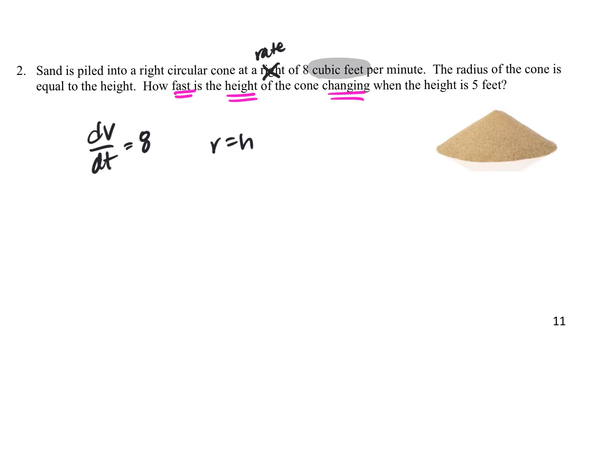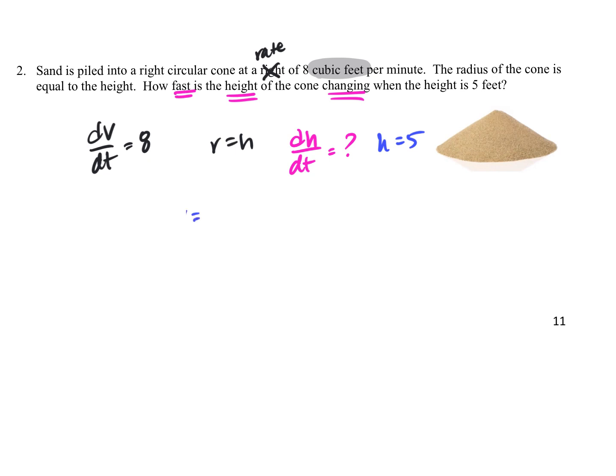Right, because how fast would be the rate? How fast are you going? How many miles per hour? What's your rate? I want to know what dH/dt is. I don't know what that is. The moment my height is 5, is H or dH/dt 5? H is 5. Agreed.